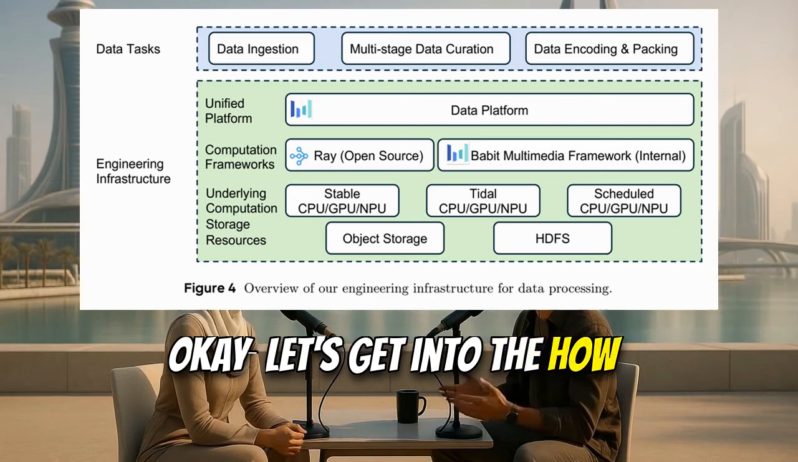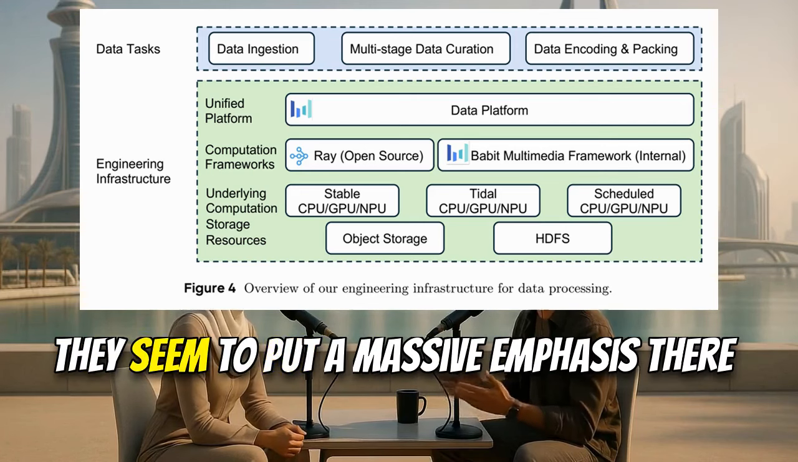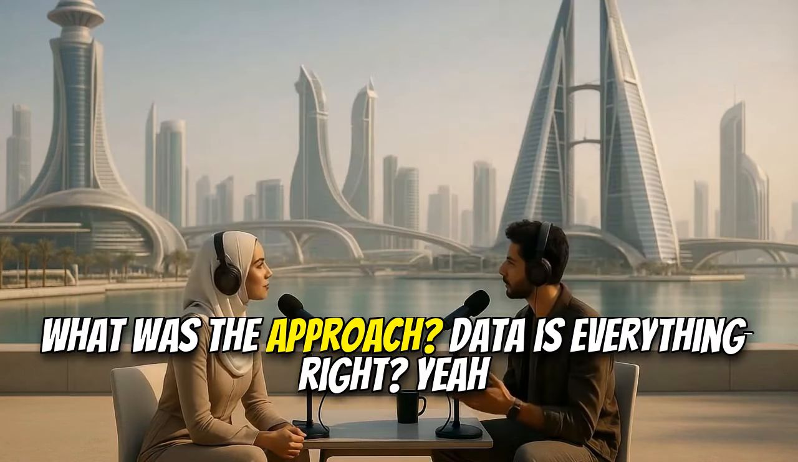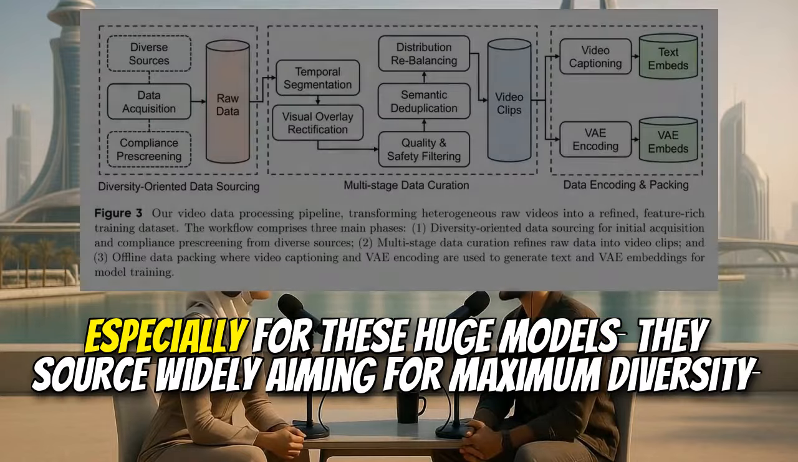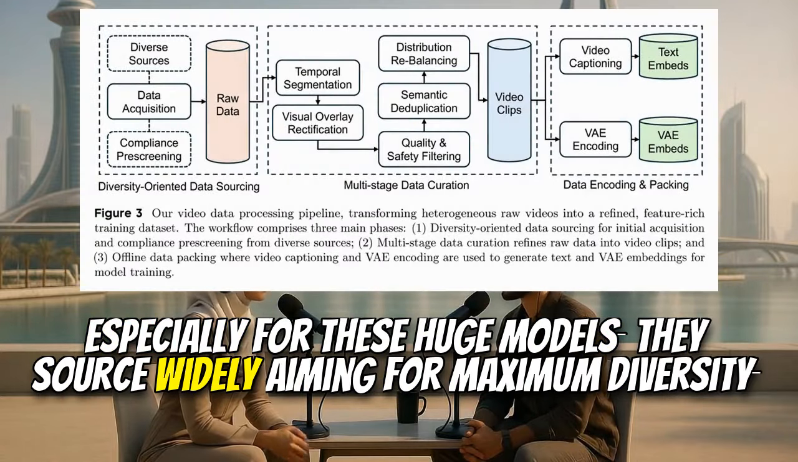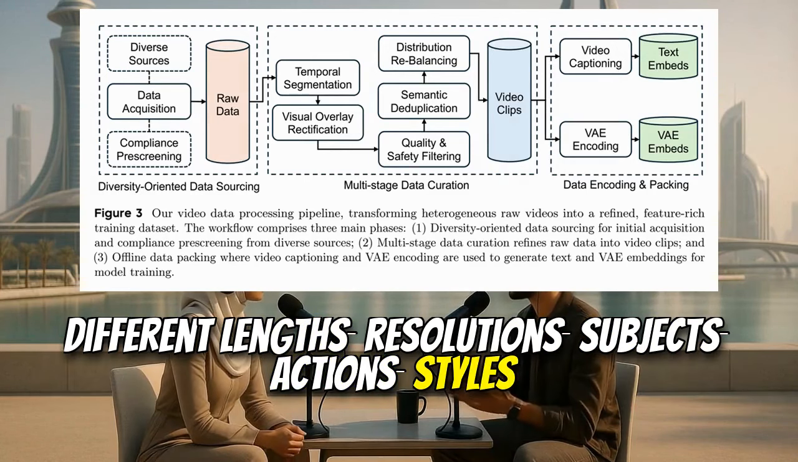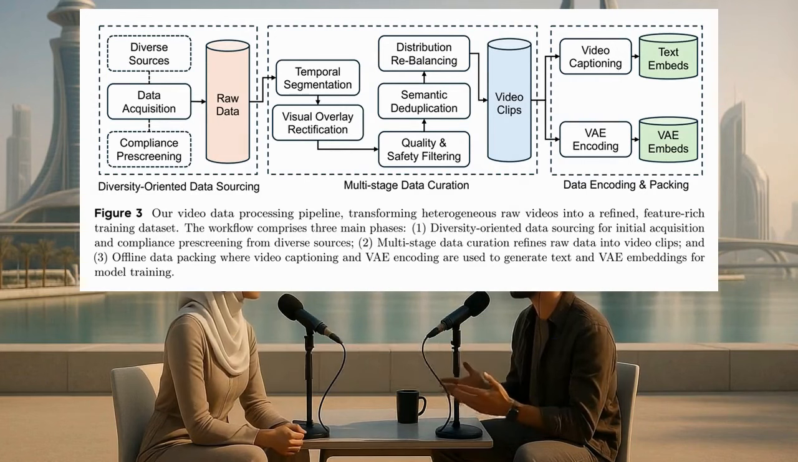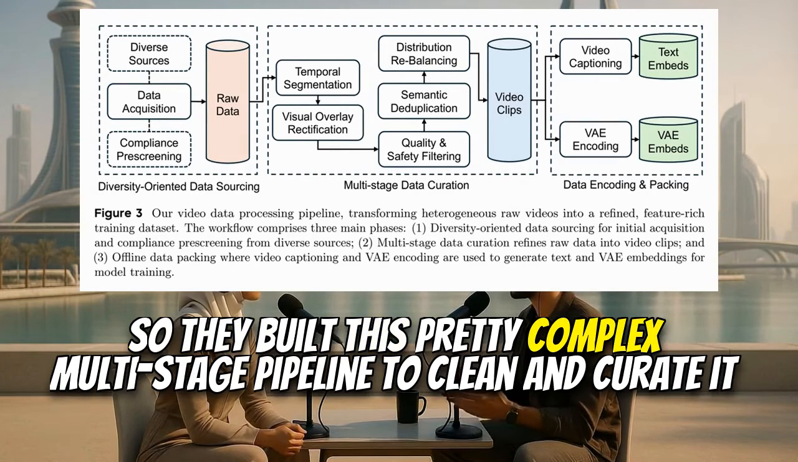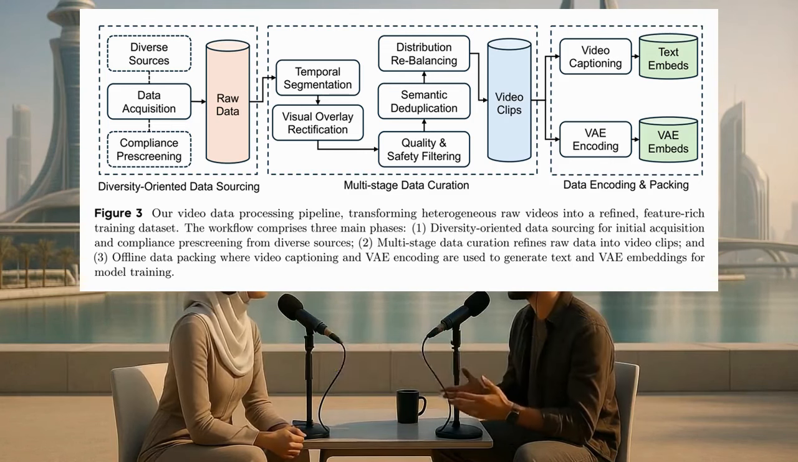Okay, let's get into the how. You mentioned data first. They seem to put a massive emphasis there. What was the approach? Data is everything, right? Yeah. Especially for these huge models, they sourced widely, aiming for maximum diversity: different lengths, resolutions, subjects, actions, styles. The whole nine yards? Pretty much. Yeah. But raw data is messy. So they built this pretty complex multi-stage pipeline to clean and curate it. Like a super filter. Kind of, yeah.